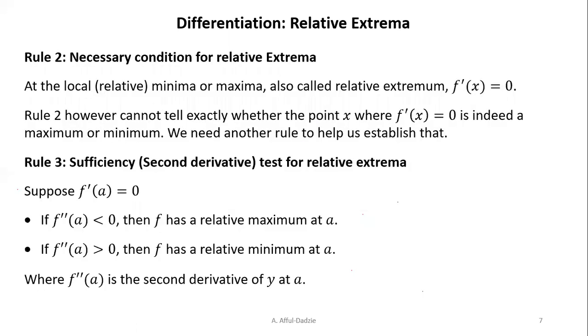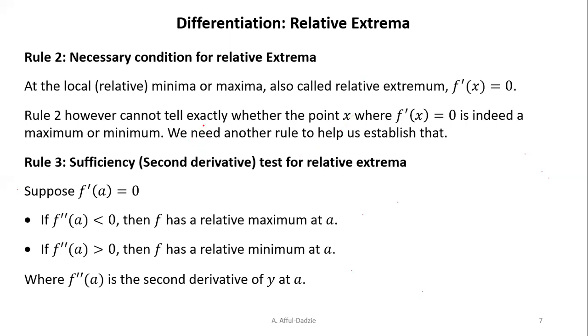All right. So let's again try and understand how we apply this relative extrema concept here. At the local or relative minima or maxima, also called the relative extremum, f prime of x equals 0. It means that is the turning point. That's the point where the movement has attained the maximum and is changing direction. What we need to do, there are two things that we do to satisfy this condition, to be sure whether indeed this is a maximum point or a minimum point.